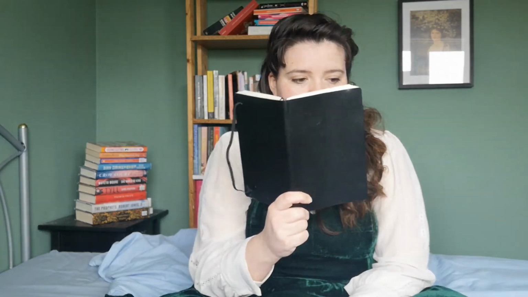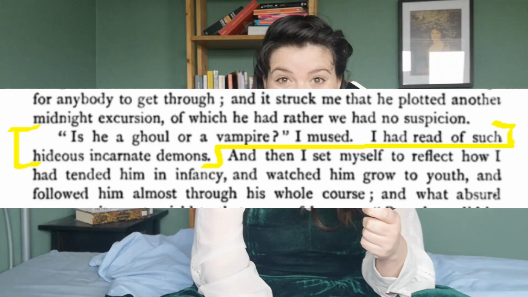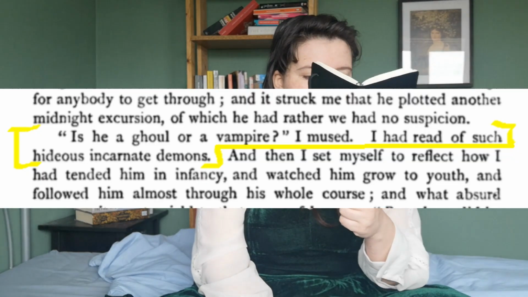He is the Byronic hero taken to an extreme. He embodies both foreign and wild together. He is an outsider, a misanthrope, a passionate, rageful, injured man. And, like his inspiration, Nellie Dean describes Heathcliff thus: "Is he a ghoul or a vampire? I mused. I had read of such hideous incarnate demons."